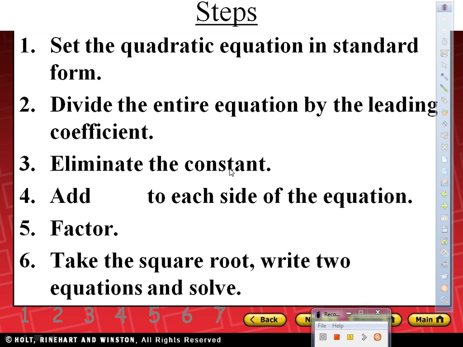Number 3, eliminate the constant. The same thing. By now you should know what the constant is. And then step 4, add b over 2 squared to each side of the equation. Factor, take the square root, write 2 equations, and solve. So all those we already know how to do. Except for today, step 4, if you notice, is the step that's being added to completing the square. Okay? So I'll give you guys some time to finish.